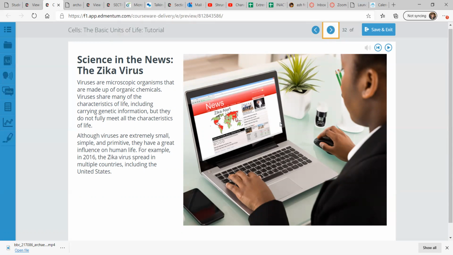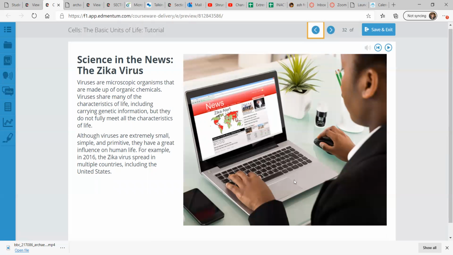Viruses are microscopic organisms that are made up of organic chemicals. They share a lot of the characteristics of life, as in they carry genetic information, but they don't meet all of the characteristics of life that we discussed last time. Although viruses are extremely small, simple, and primitive, they have a great influence on human life. For example, this year and last year, and back in 2016 as well, the Zika virus spread in multiple countries, including ours, the United States.